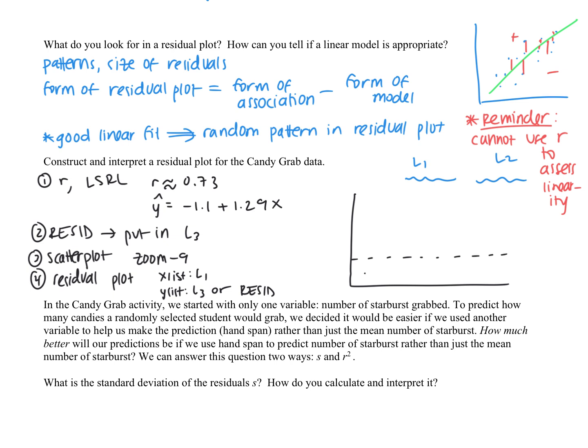I go to stat plot. Click on this. And you change list 2. And then you change it to either list 3 or residual. Yep. And then this is the residual plot that I have. Yep.